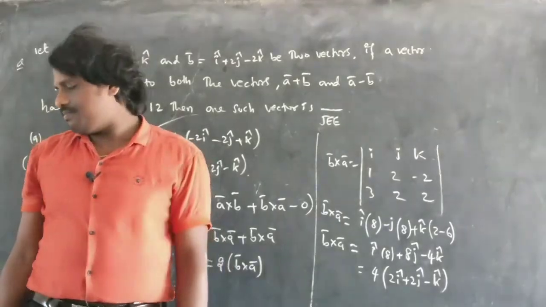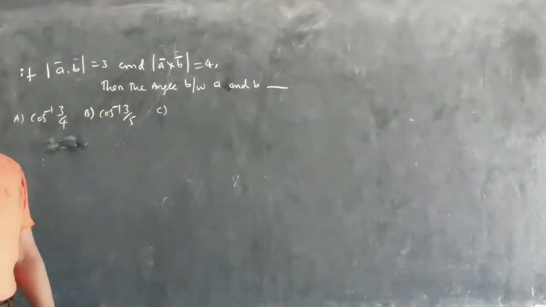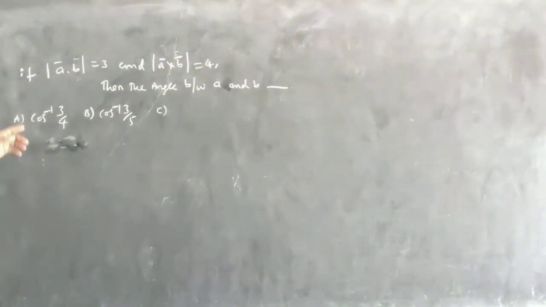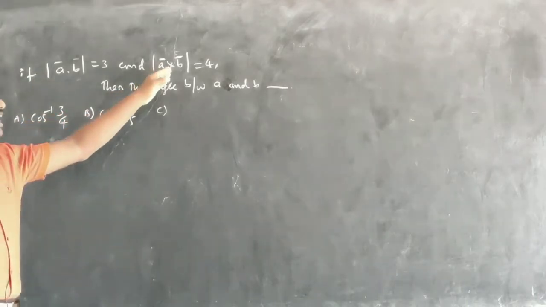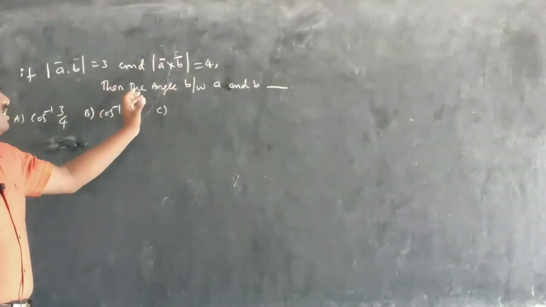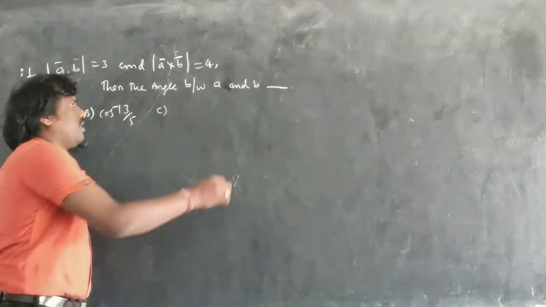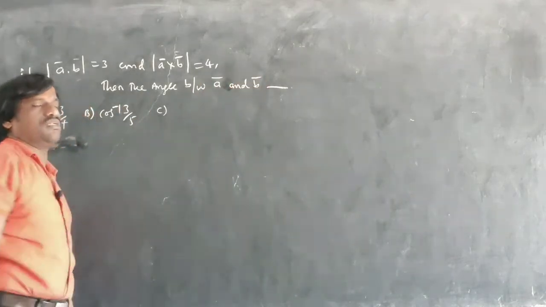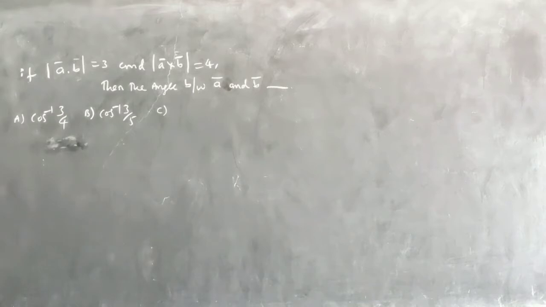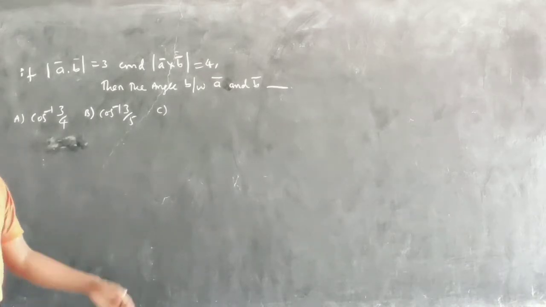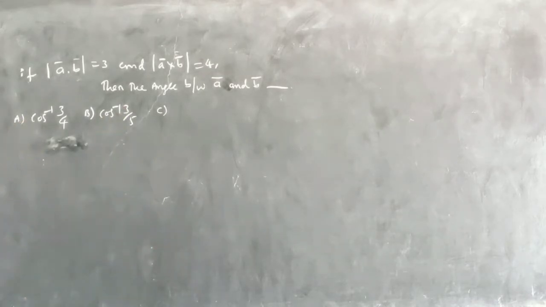Hope you understand. Hello students, let us see another question. If modulus of A dot B is 3 and modulus of A cross B is 4, then it is asking to find the angle between vector A and vector B. This is the question. So they have given modulus of A dot B is 3 and modulus of A cross B is 4. You have to find the angle between the vectors A and B.